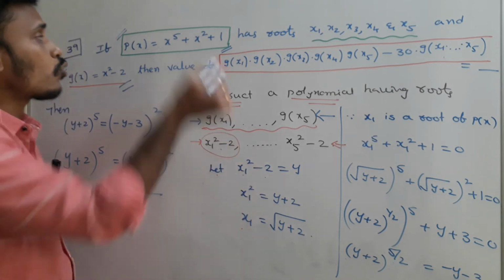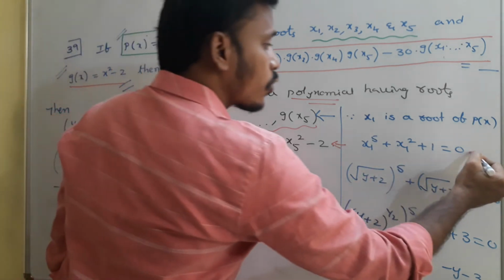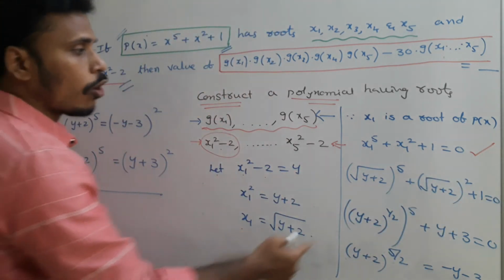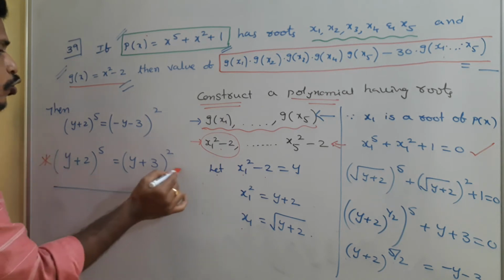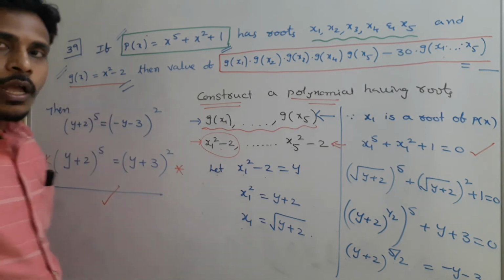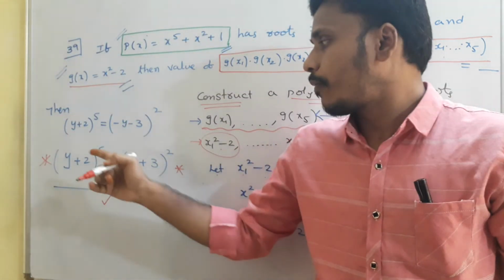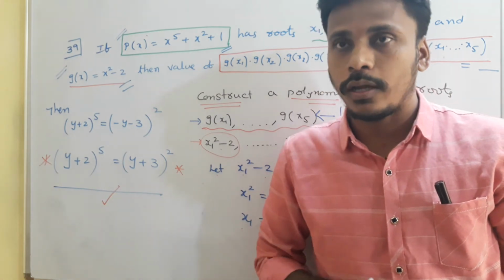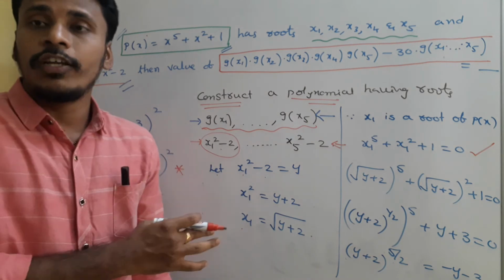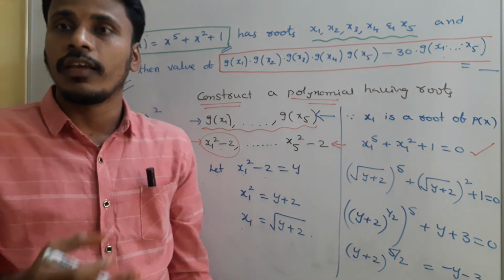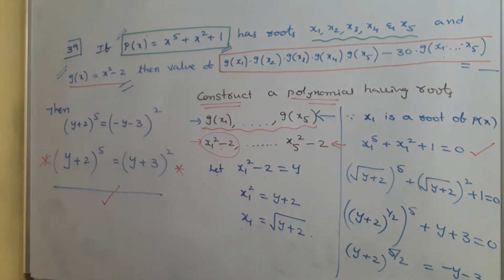Since x1 is a root of p of x, x1 will satisfy it, and we replace x1 with root of y plus 2. With the usual simplification, at the end we reach this position: y plus 2 whole to the power 5 is equal to y plus 3 whole squared. This is the first part of the problem. You just have a look, take a screenshot, and then I will give you the other part, okay? Just have a look.